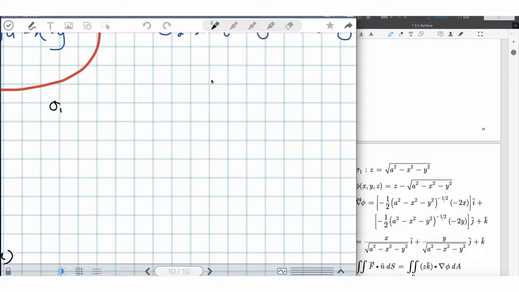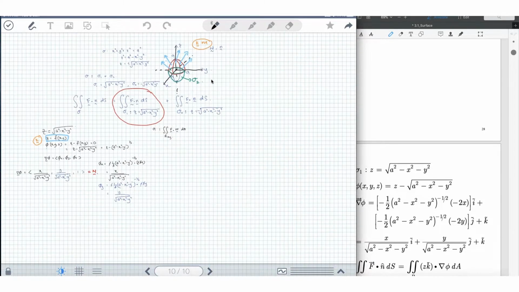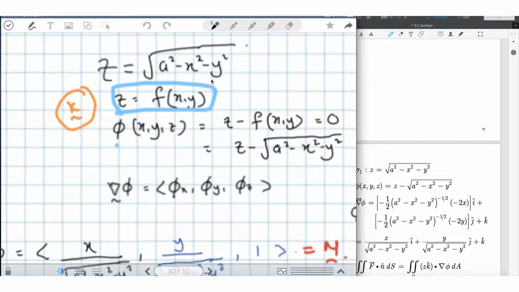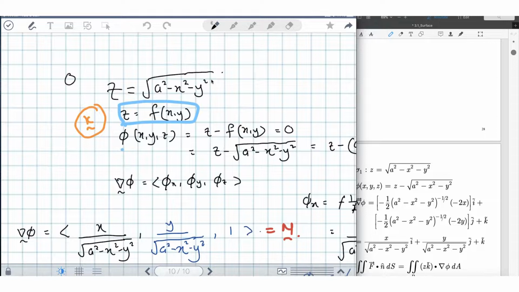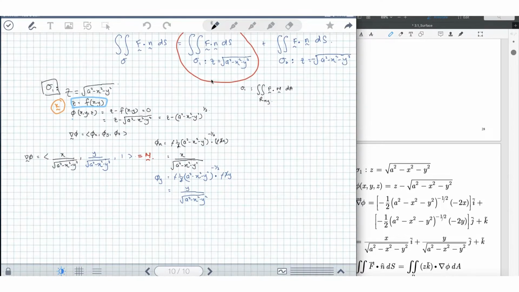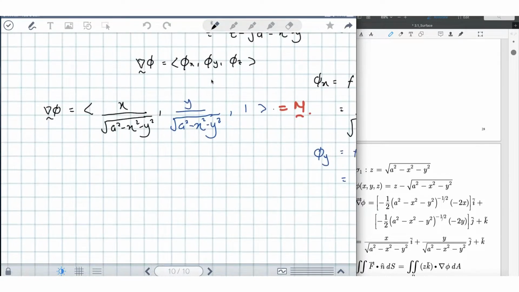So for sigma 1, the surface integral becomes f dot n dA over the region. Your region now is on the xy plane. Why? Because we decided to have this particular equation of the surface for sigma 1. Now we want to obtain f dot n, where this is your n.